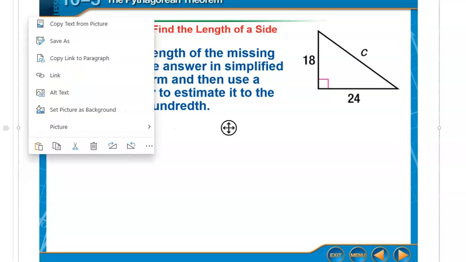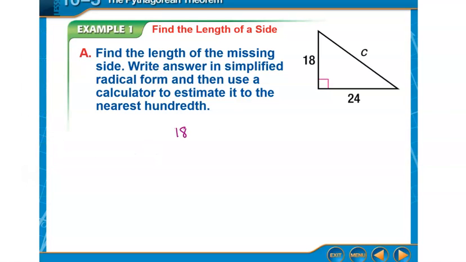So here's what we do to use this. For this one, I've got 18 as a leg. That's going to be my a squared, and I'm going to square it, and then 24 squared. That'll be my b squared. And this equals c squared, which we don't know. So to solve this, I'm going to take 18 and square it, and I'm going to add 24 squared to it, and I get 900.